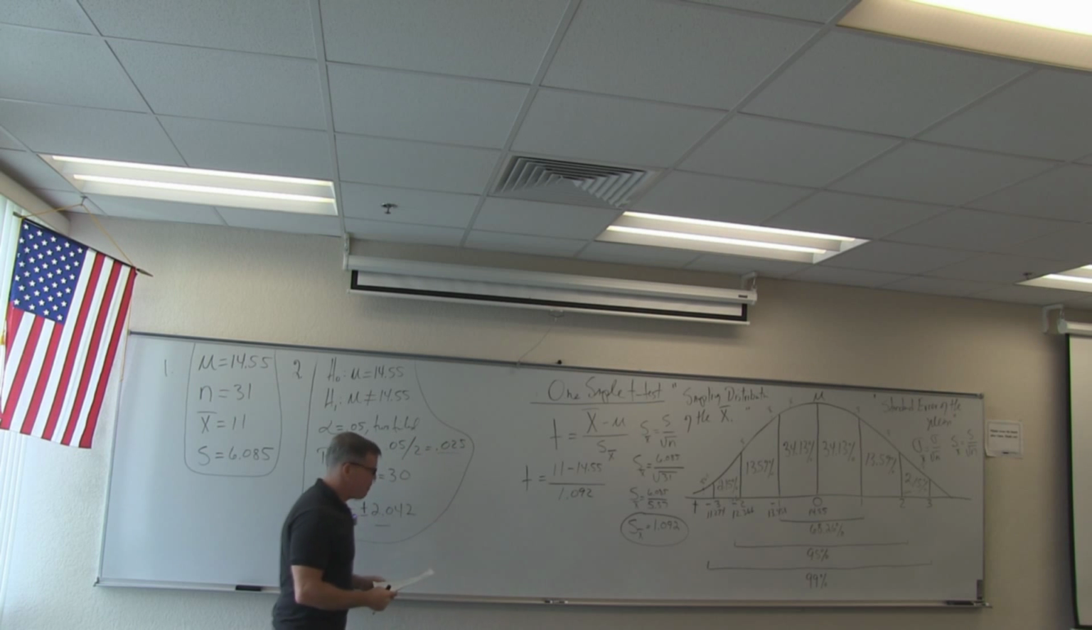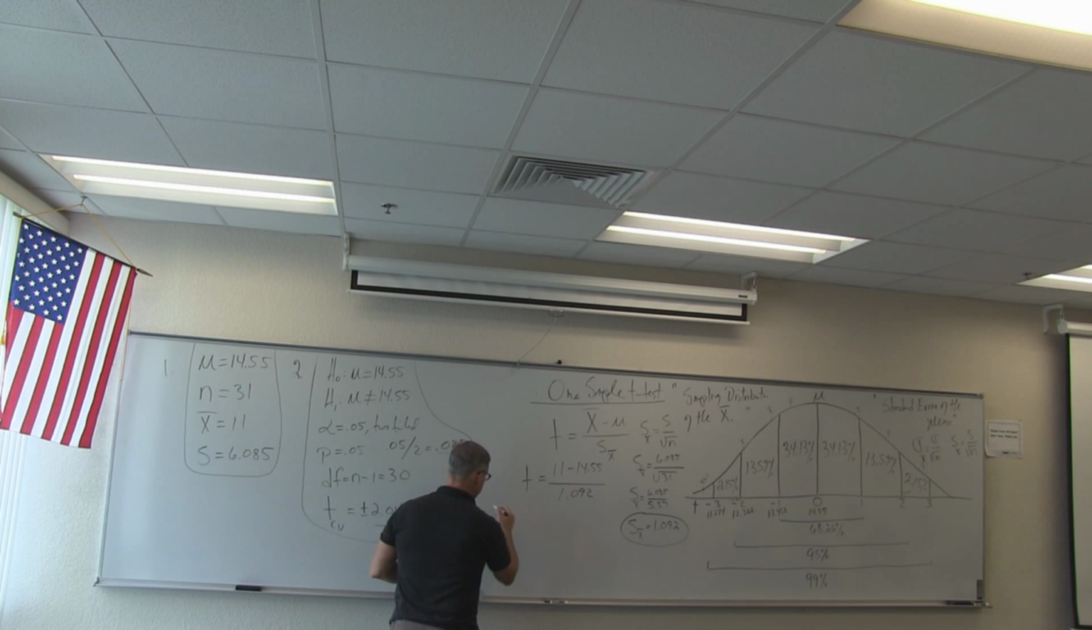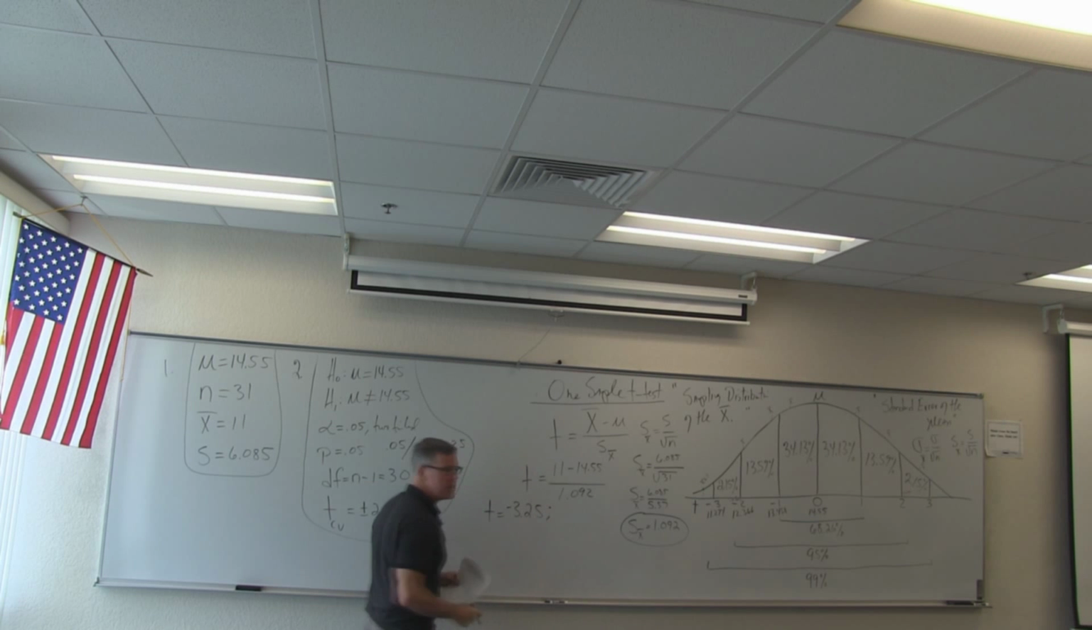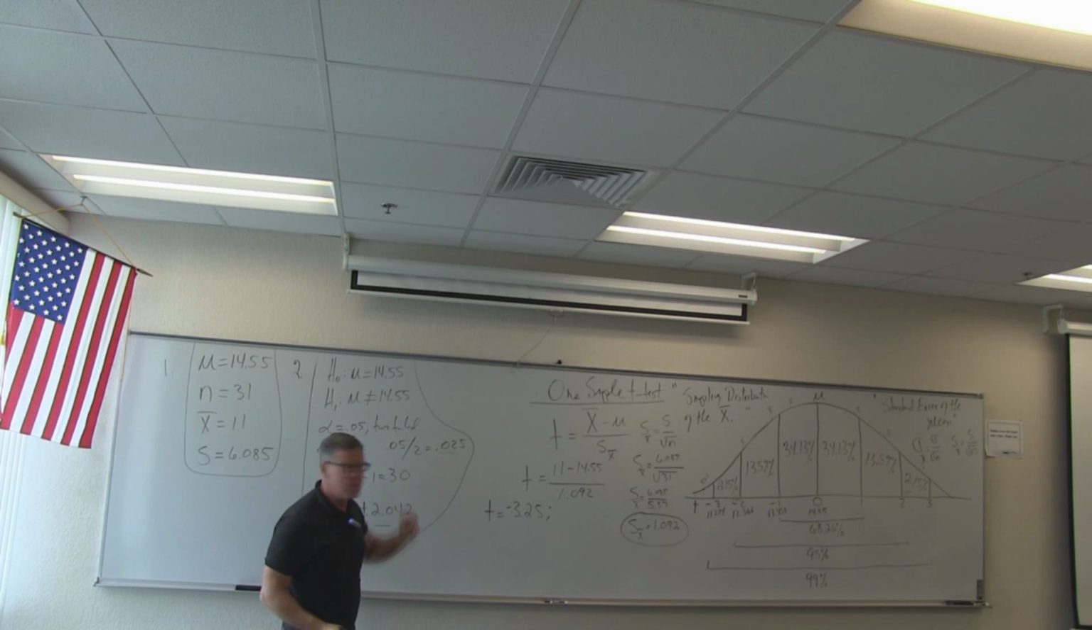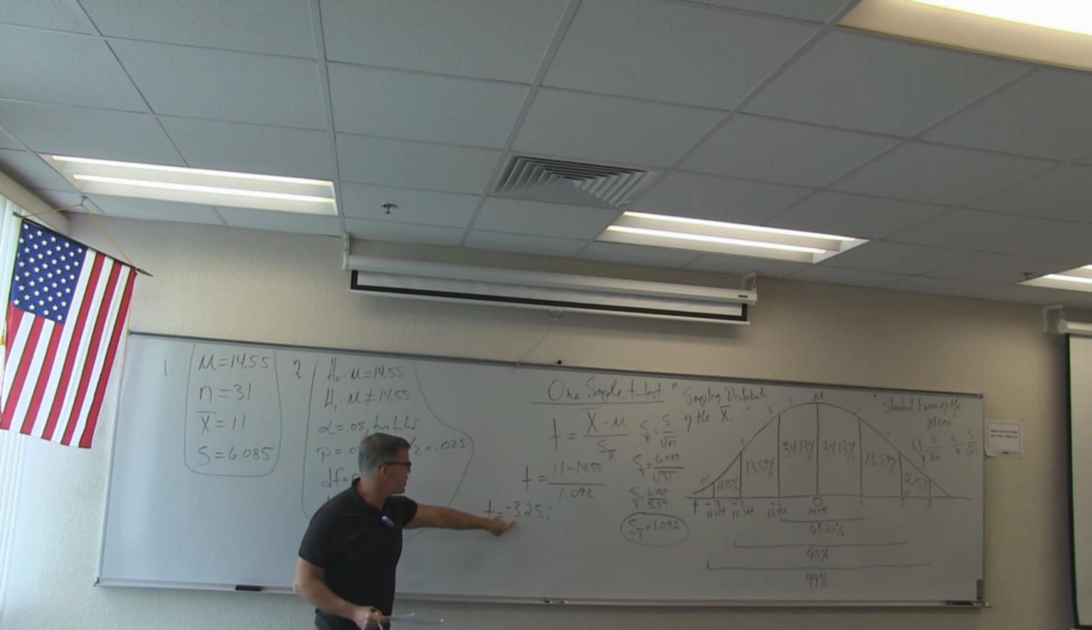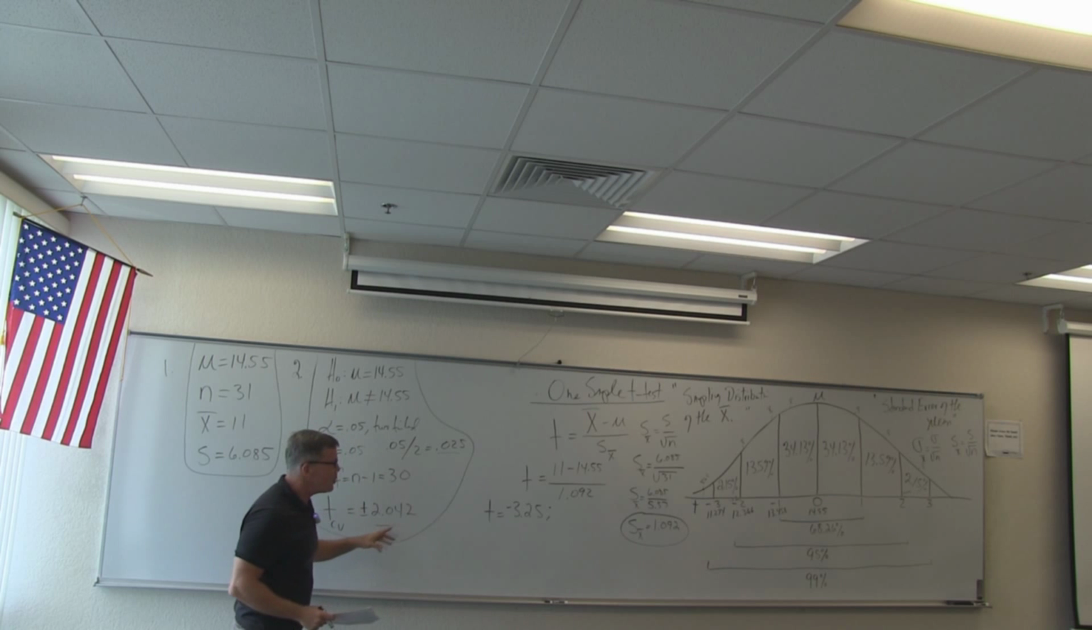Negative 3.55 divided by 1.092 gives us a t of negative 3.25. And now we formally make the decision using that critical value approach in the book. It's also the rule. We compare the calculated test statistic to the critical value. We see it exceeds it, in this case, in the negative direction, right? Therefore, our decision based on the null is to reject the null.